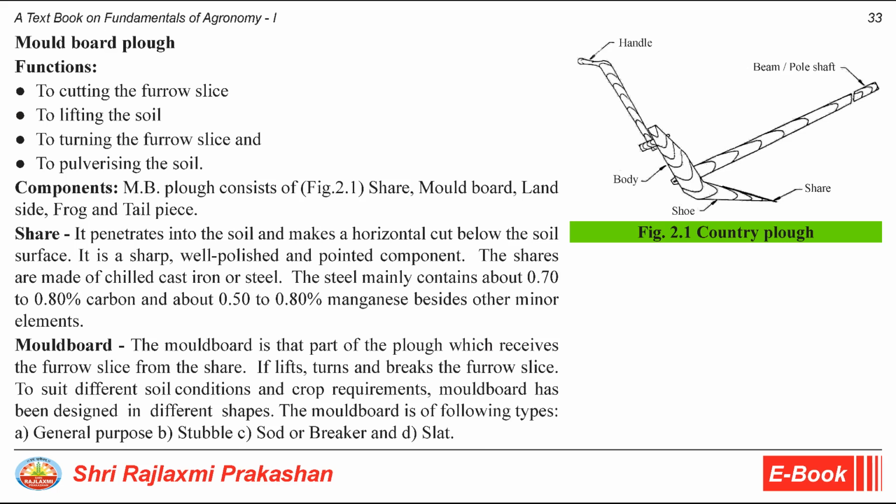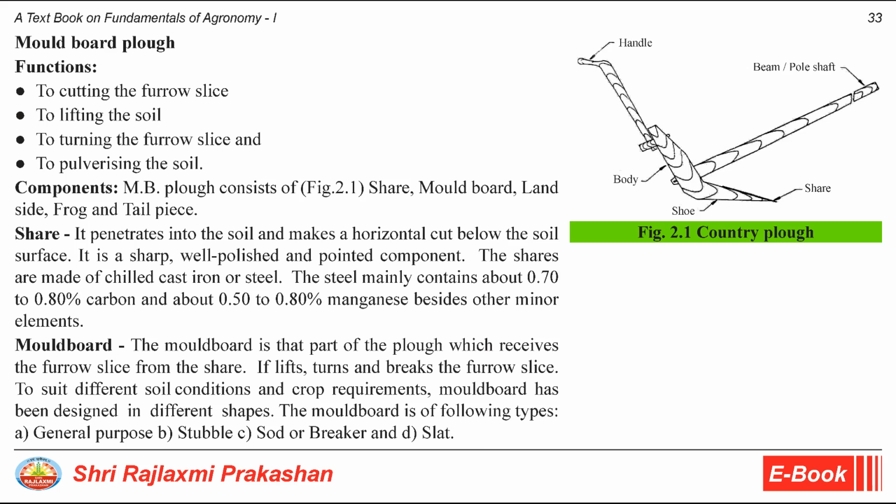Share. It penetrates into the soil and makes a horizontal cut below the soil surface. It is a sharp, well-polished and pointed component. The shares are made of chilled cast iron or steel. The steel mainly contains about 0.70 to 0.80% carbon and about 0.50 to 0.80% manganese besides other minor elements.